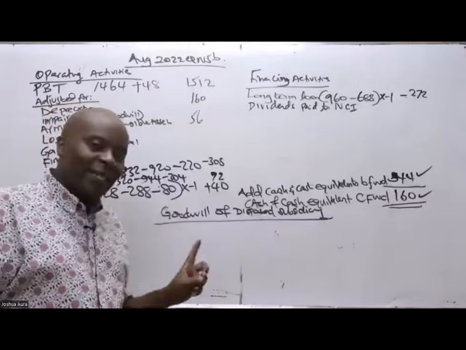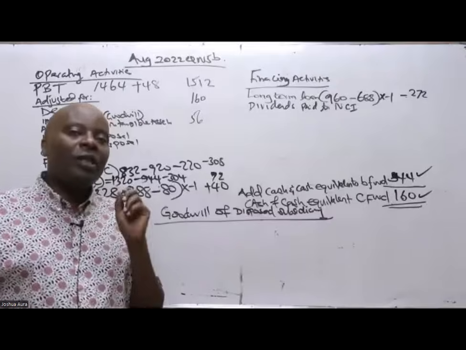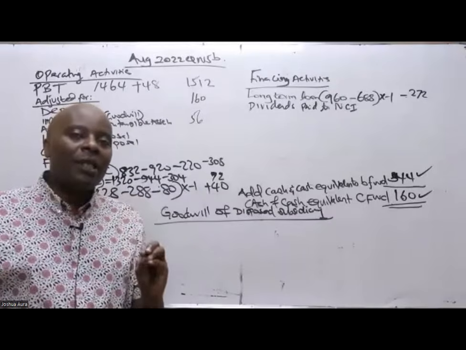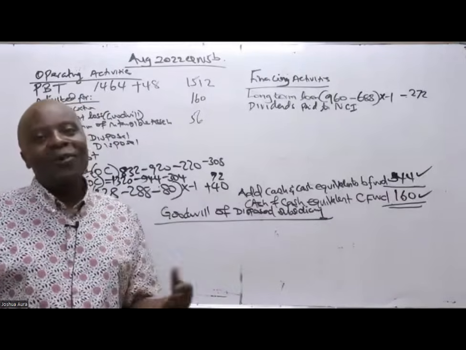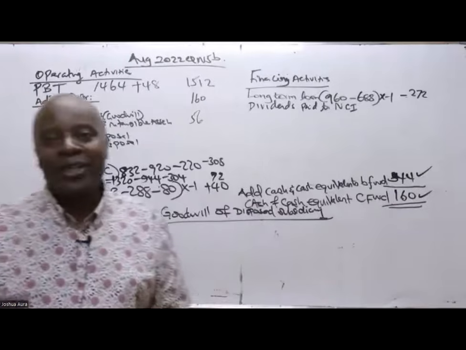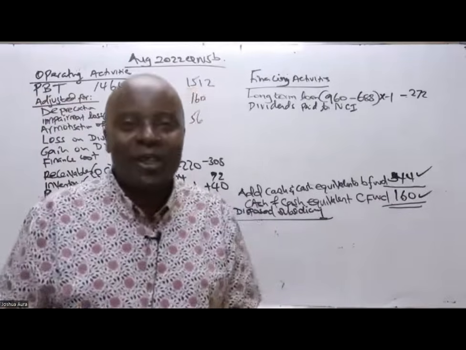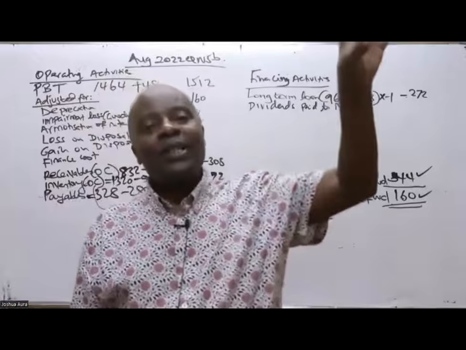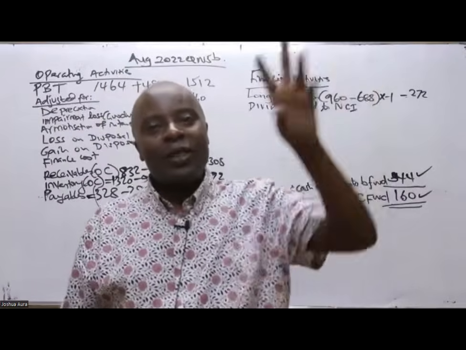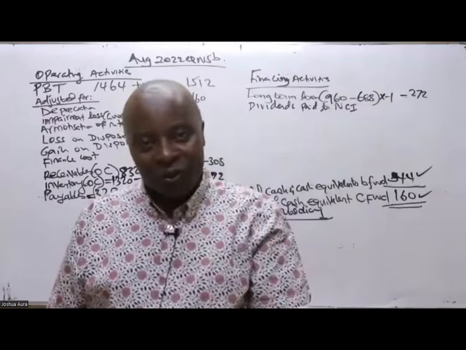We must calculate goodwill on this particular subsidiary that was disposed. And how do we do it? It's your normal goodwill calculation. You look at how much you paid for the assets vis-a-vis the value of the net assets.